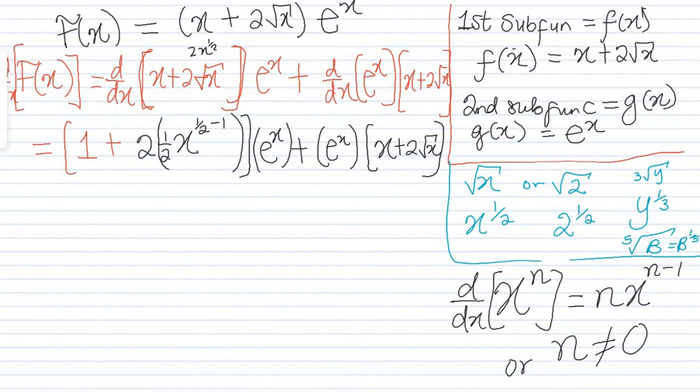So we have this to be 1 plus, now let's do the solution. When we bring down 1/2 and we have 2 in front of it, these two are going to cancel out. So we're going to end up with 1 plus x to the power of 1/2 minus 1, which is the same thing as negative 1/2.